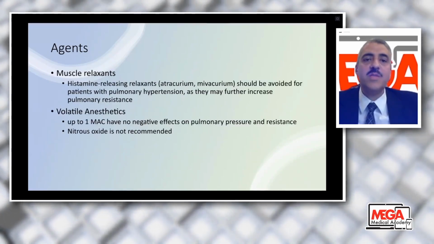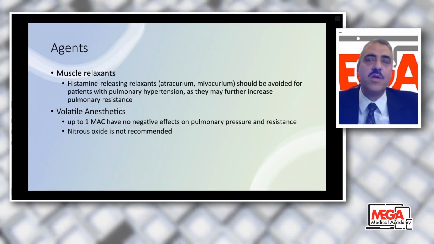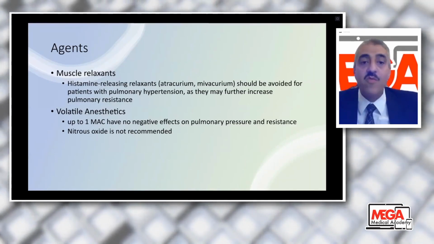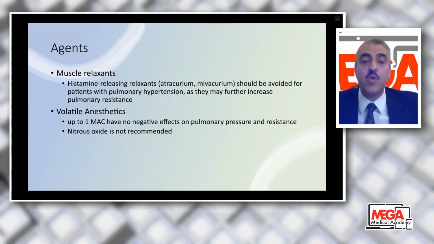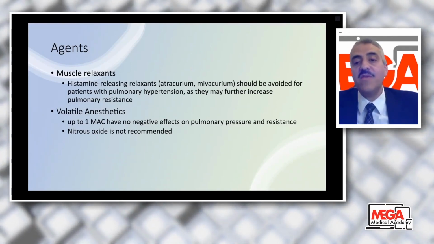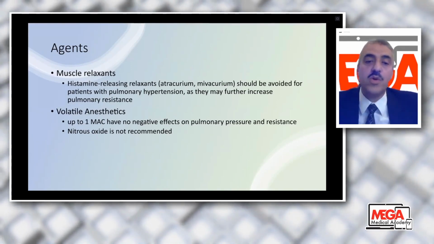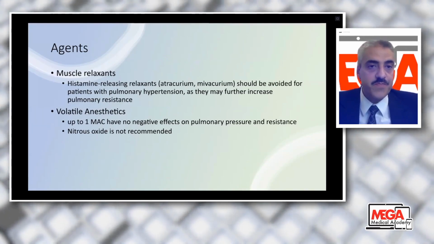Muscle relaxants also, we avoid the histamine-releasing relaxants like atracurium because of the further increase in pulmonary artery pressure. Volatile anesthetics, we could use all the volatile anesthetics up to 1 MAC, because up to 1 MAC they have no negative effect on pulmonary pressure or resistance. Nitrous oxide is not recommended for these patients.